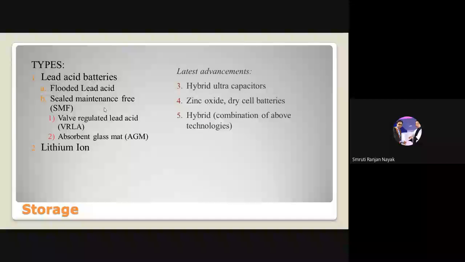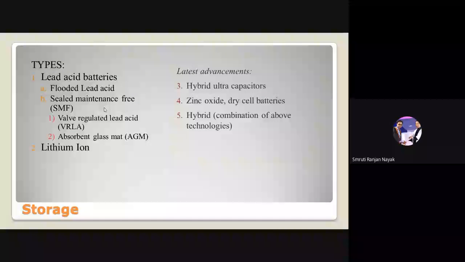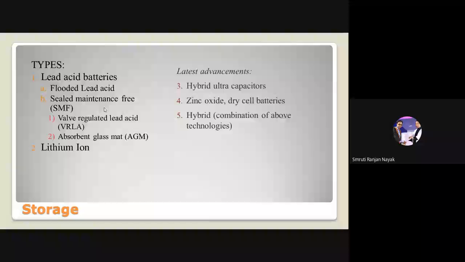So first, lead acid battery. This lead acid battery is divided into flooded lead acid and sealed maintenance free. The sealed maintenance free is also divided into two parts: valve regulated lead acid and absorbent glass mat. Then lithium ion. And another, the latest advancement battery, that is hybrid ultra capacitor, zinc oxide, dry cell, and hybrid combinations of the above technology. So these are all the battery systems.